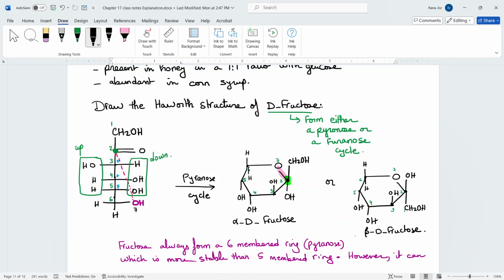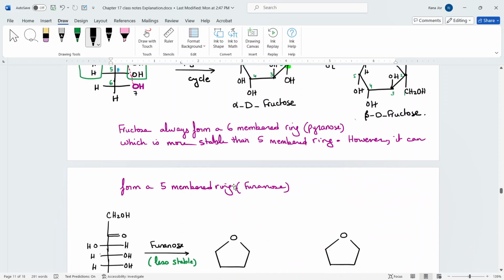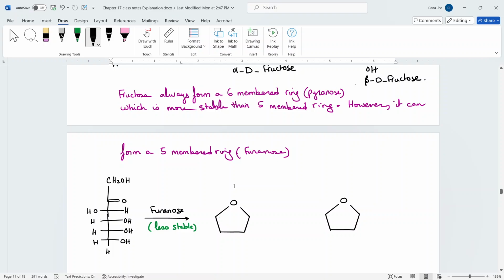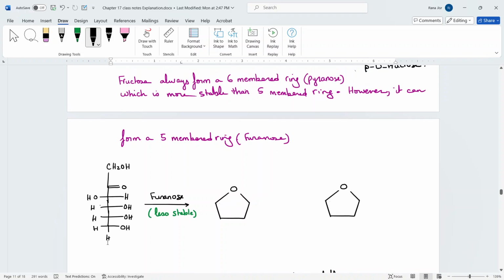Okay? So fructoses, they do exist as a 6-membered ring pyranose. And that 6-membered ring is more stable than the 5-membered ring though. So let's go ahead and draw the 5-membered ring. Okay, so that is still the fructose in here. And we are going to use the same numbering. So that's going to be 1, 2, 3, 4, 5, and 6 in there.